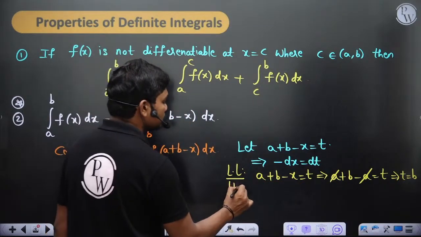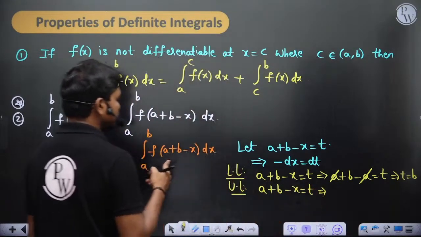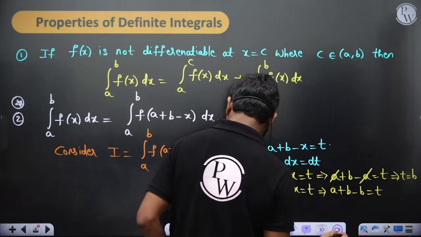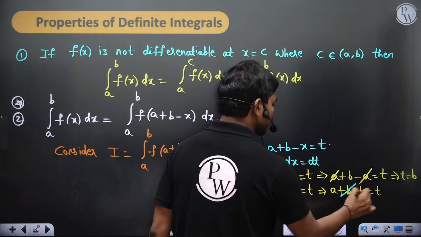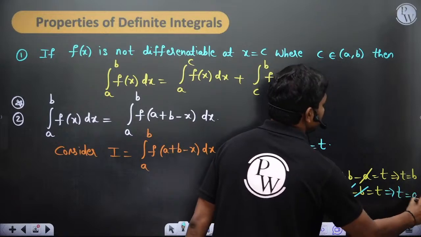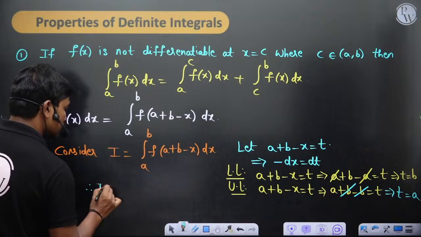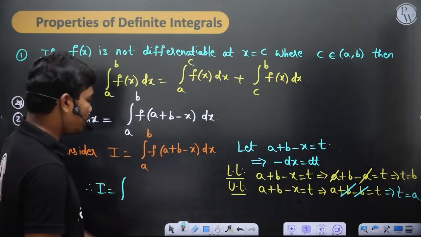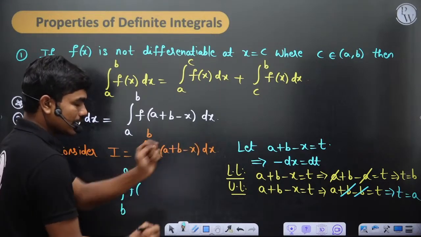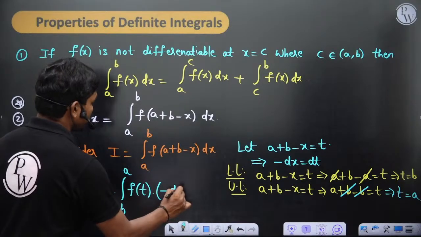Okay, and what about the upper limit? Again, a plus b minus x is actually your t, and in case of x, the upper limit value is b. So a plus b minus b is equal to t, of course. And if you solve this, b and b get cancelled, so you have t is equal to a. So these are the things which you have to substitute back in this integration. Therefore I is equal to integral, in this case the lower limit value is b and the upper limit value is a. f of a plus b minus x can be taken as t, and dx can be taken as minus dt.